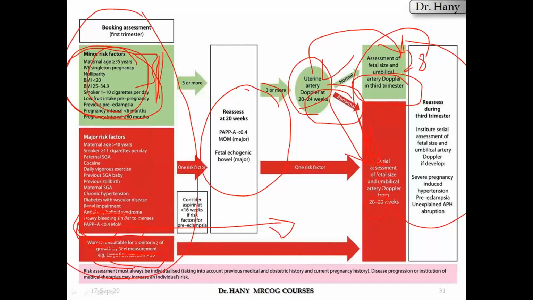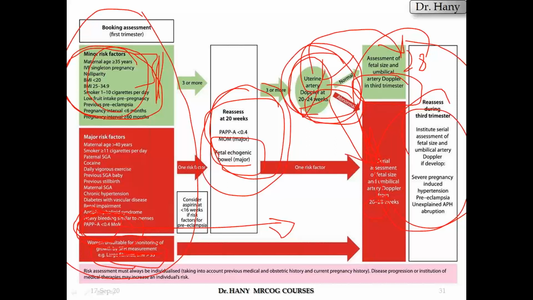At 20 weeks, you will see if there are any fetal abnormalities, any fetal echogenic bowel, a hint of fetal anomalies, then you will go for serial assessment from 26 weeks again. In the third trimester, if the woman has only uterine artery Doppler, you will reassess again in the third trimester. Why? Because she has 3 minor risk factors.